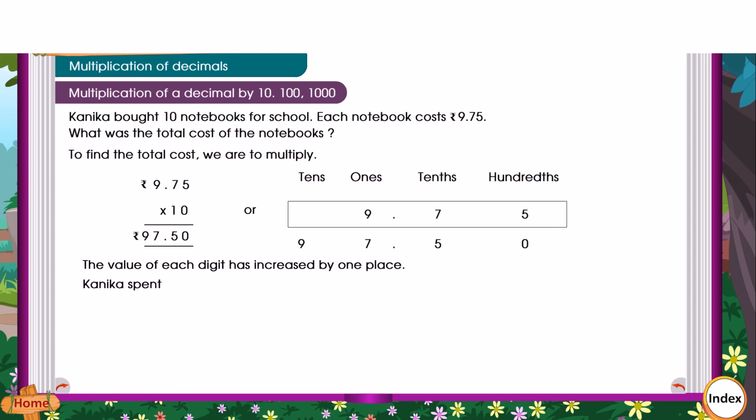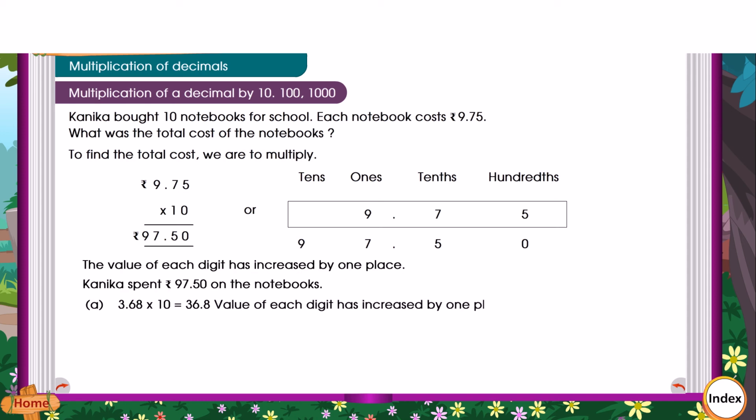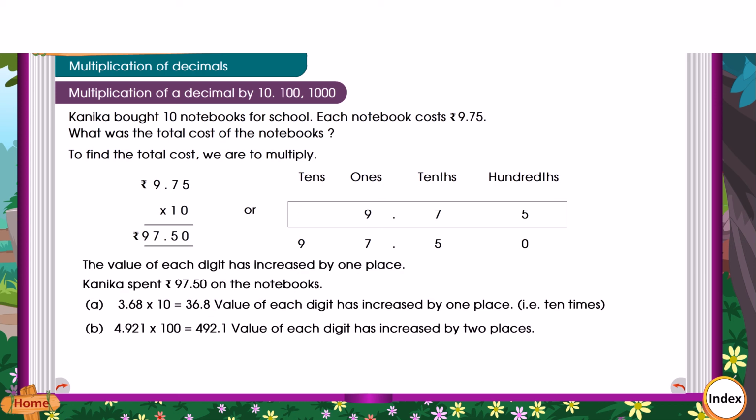Kanika spent rupees 97.50 on the notebooks. A. 3.68 into 10 is equal to 36.8. Value of each digit has increased by one place, that is 10 times. B. 4.921 into 100 is equal to 492.1. Value of each digit has increased by two places, that is 100 times.